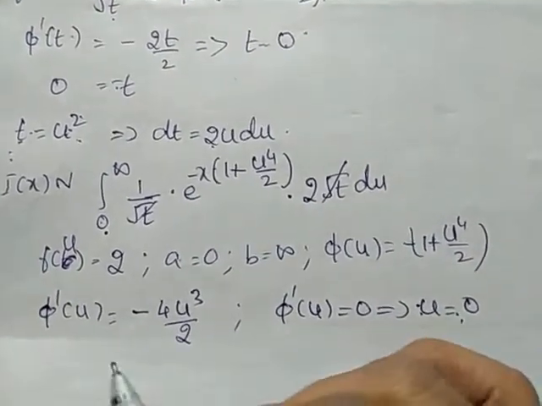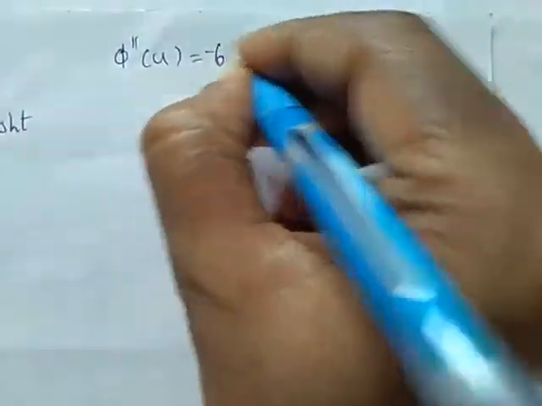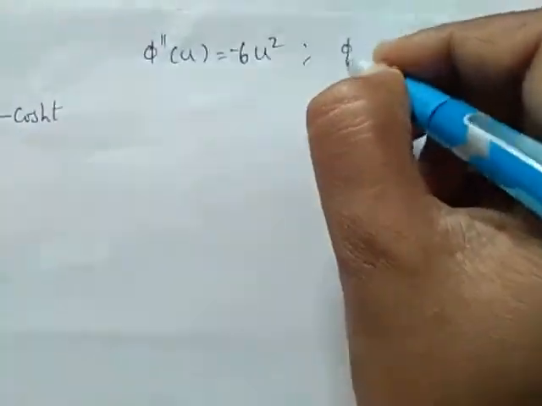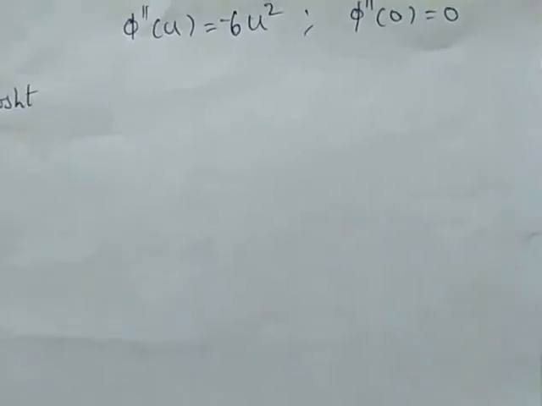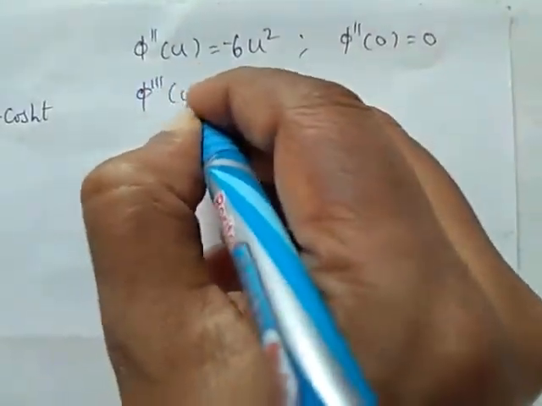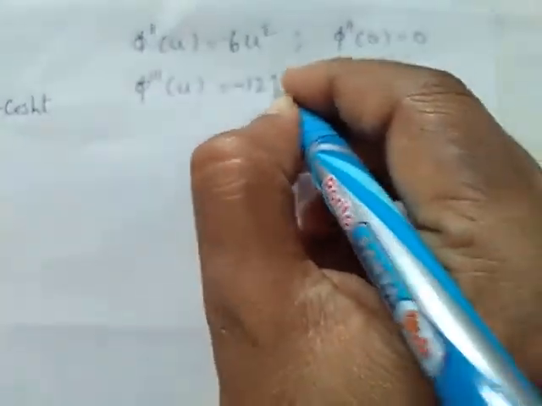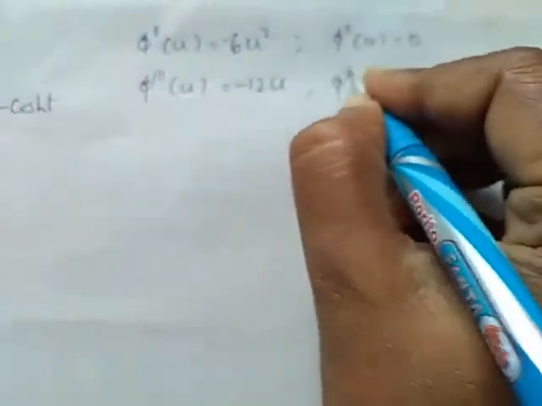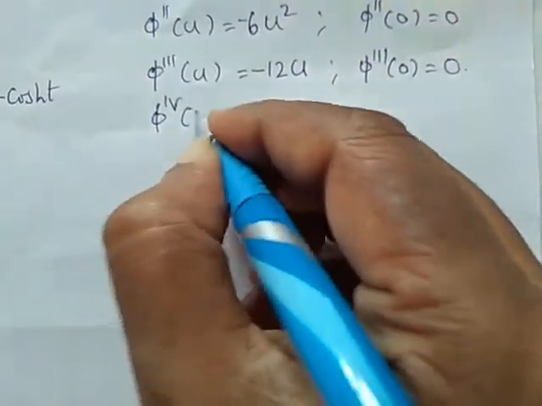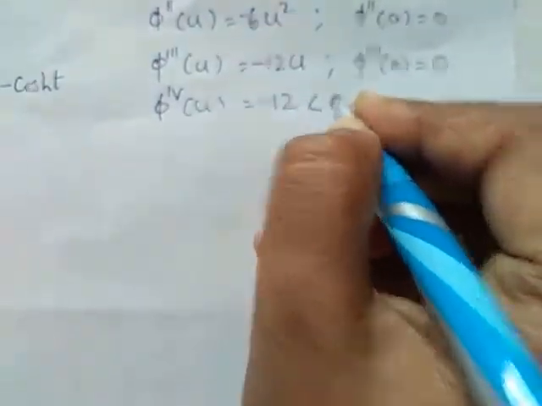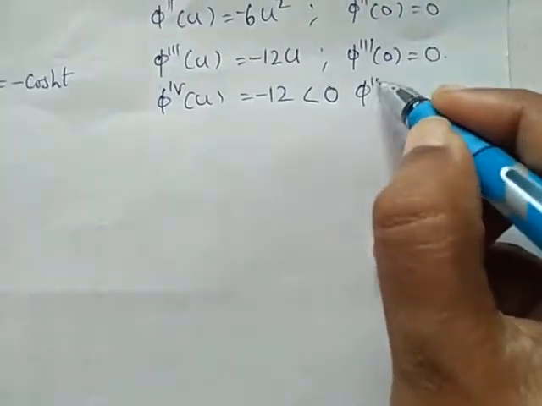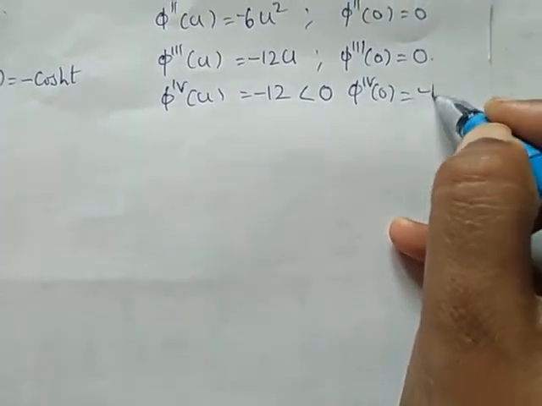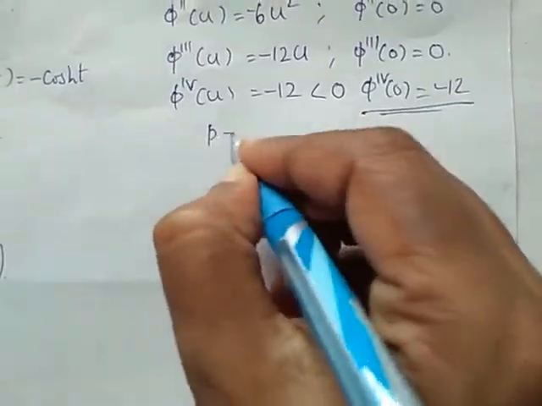Now we have to find the second derivative also. Phi double dash of u is minus 6u square, and phi double dash of 0 is 0 again. Similarly, phi triple dash of u is minus 12u. Again, when u is 0, phi triple dash of 0 is 0. So the fourth derivative is minus 12, which is less than 0. And phi power 4 of 0 is minus 12. We can stop here. P is 4 now.